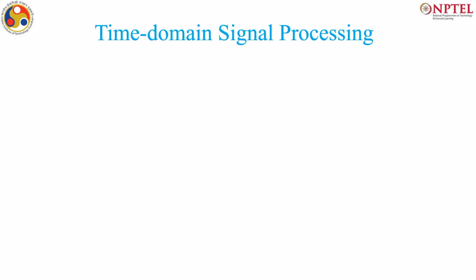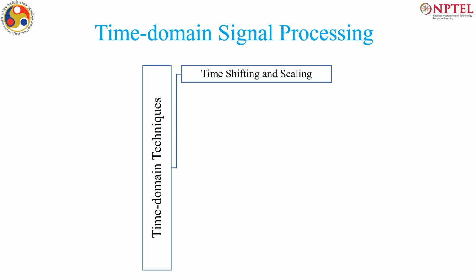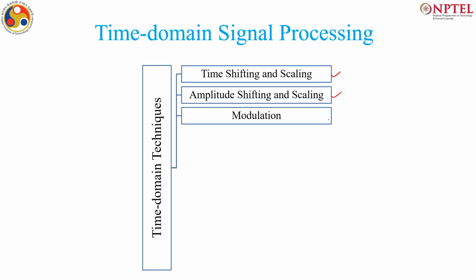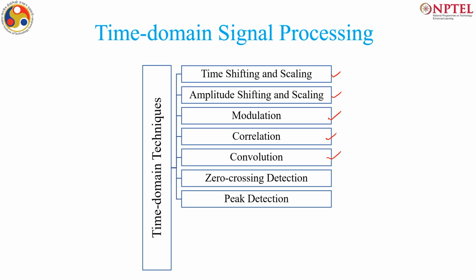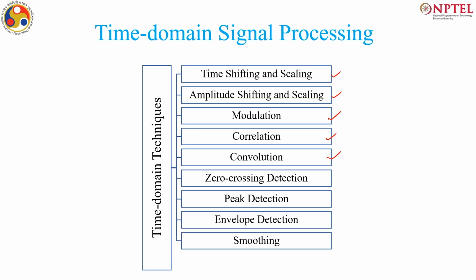So, time domain signal processing, this is a summarization of the topics. We already have discussed time shifting and scaling, amplitude shifting and scaling, modulation, correlation and convolution. Today we are going to start the topic on zero crossing detection, and in the subsequent lecture we will be talking about peak detection, envelope detection, signal smoothing and pattern matching.